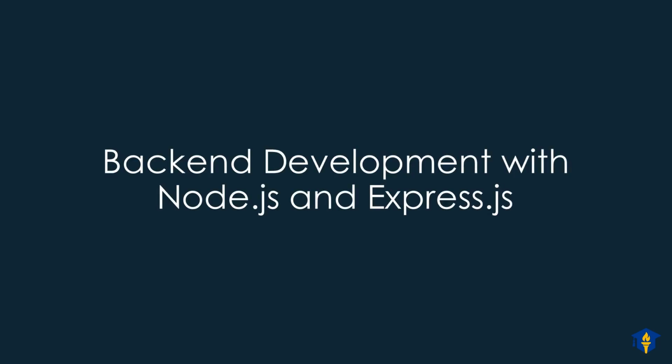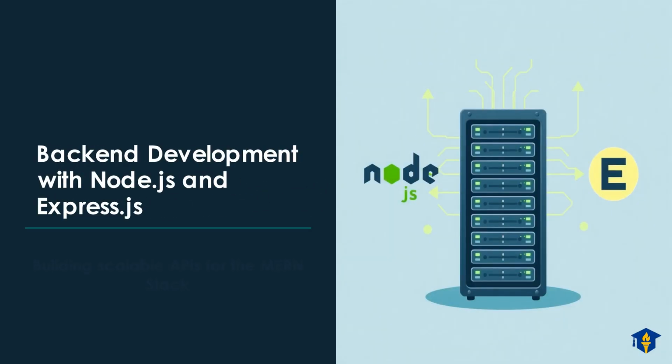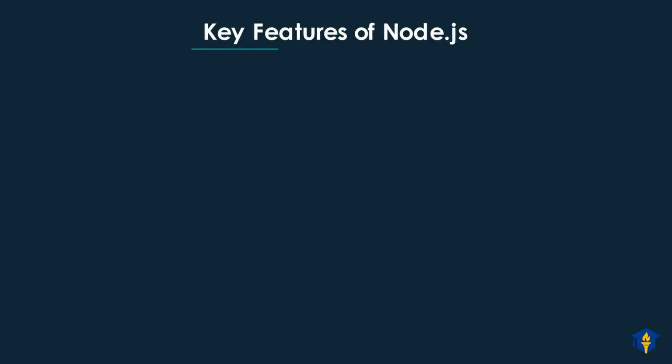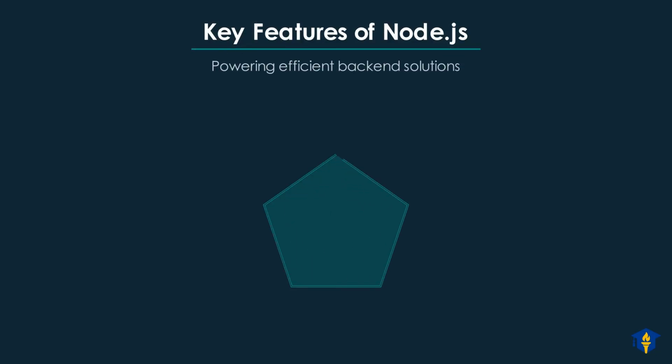Welcome to our module on backend development, where we will explore building robust applications using Node.js and Express.js. Our main goal is to learn how to build scalable APIs, specifically tailored for the MERN stack. Let us now look at the key features that make Node.js a powerful choice for backend development. These features are essential for powering efficient and high-performing backend solutions in modern web applications.